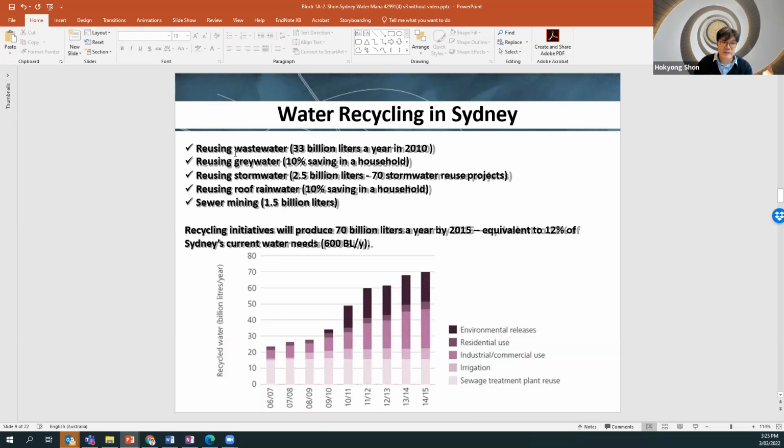So recycled water in Sydney: reusing wastewater, 33 billion liters per year, and reusing grey water, reusing stormwater, and sewer mining. So we have different water recycling schemes to make sure we can have a better alternative water resource. The recycling initiative will produce 70 billion liters a year by 2015, equivalent to 12% of Sydney's current water needs.